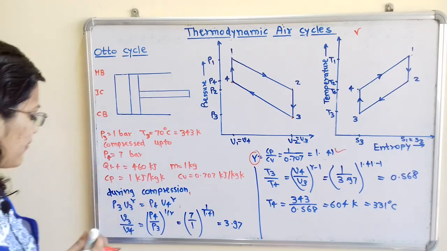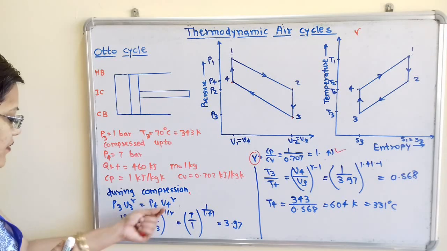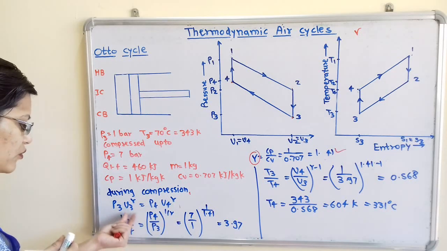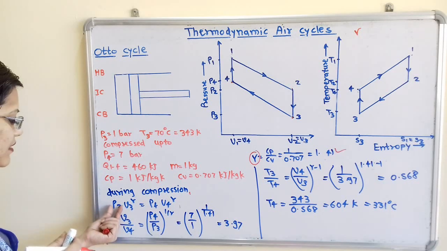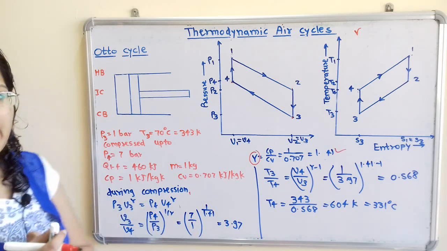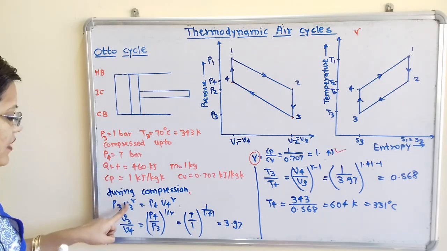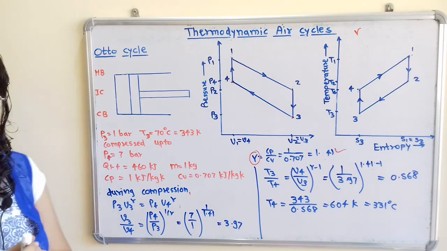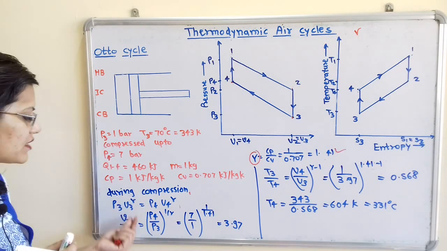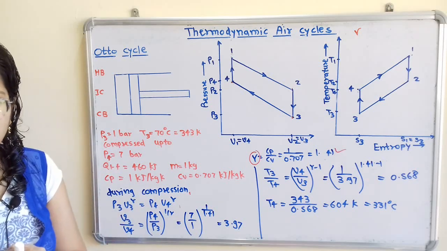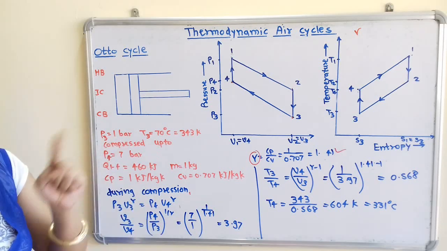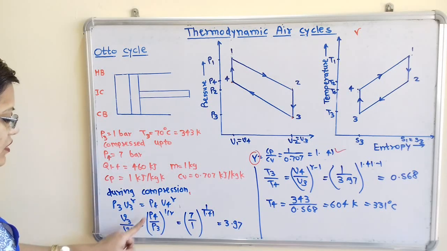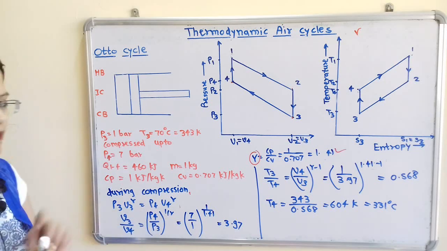Now we will simplify this. I will take V4 to the left hand side and transfer P3 to the right hand side. Then what will happen? V3 by V4 bracket raised to gamma is equal to P4 by P3. Now we will transfer this gamma also to the right hand side, so this gamma will become 1 by gamma. So V3 by V4 is equal to P4 by P3 raised to 1 by gamma.